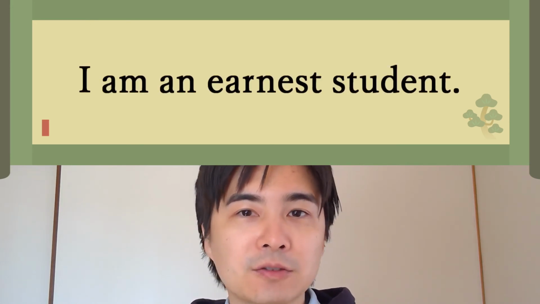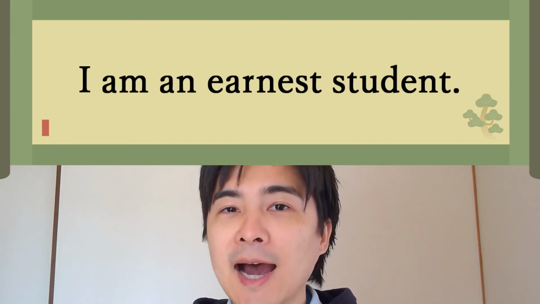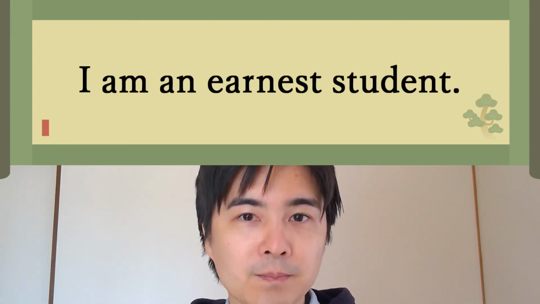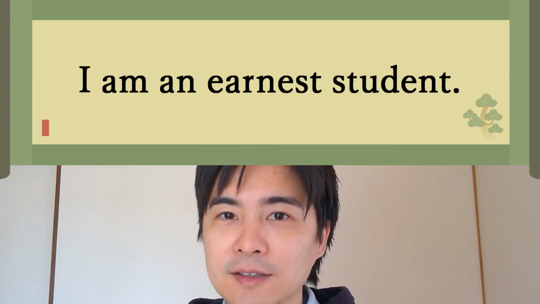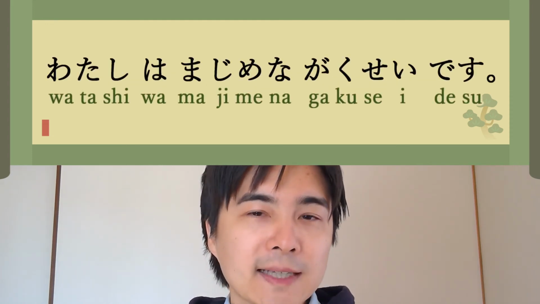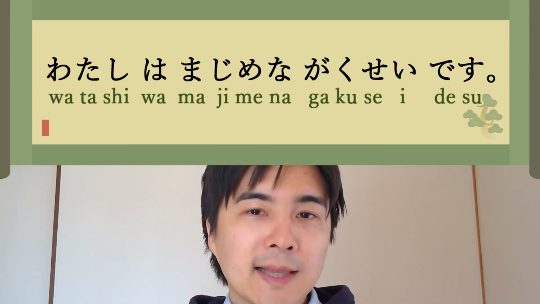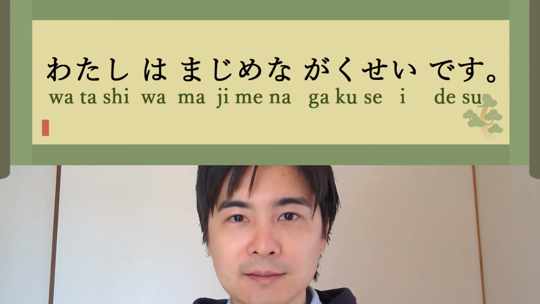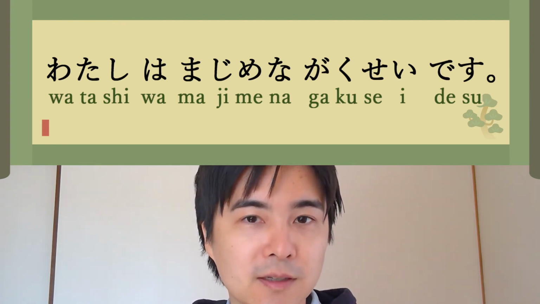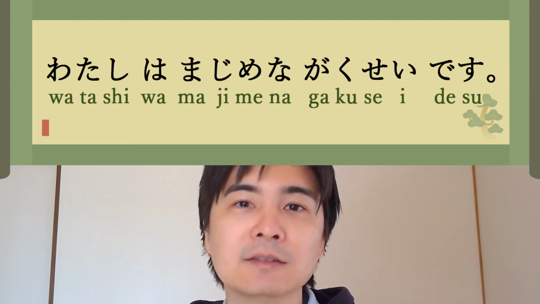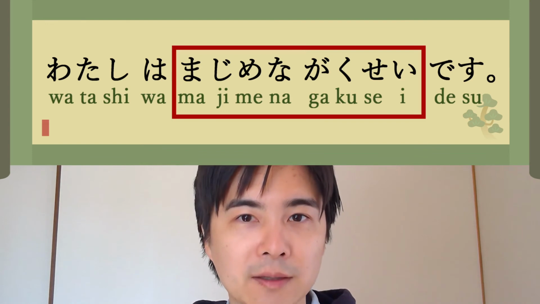Question 4. I am an earnest student. Please translate this into Japanese. I am an earnest student. If you want to think for a while, please stop this video. The answer is 私は真面目な学生です。真面目な means earnest or serious. 学生 is student. So 真面目な学生 is earnest student.